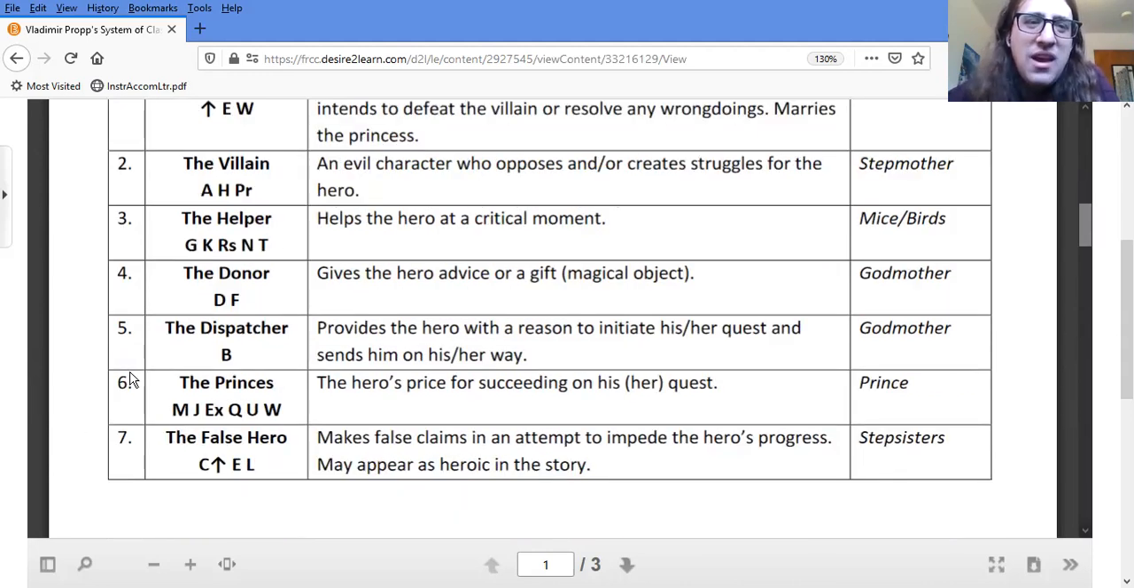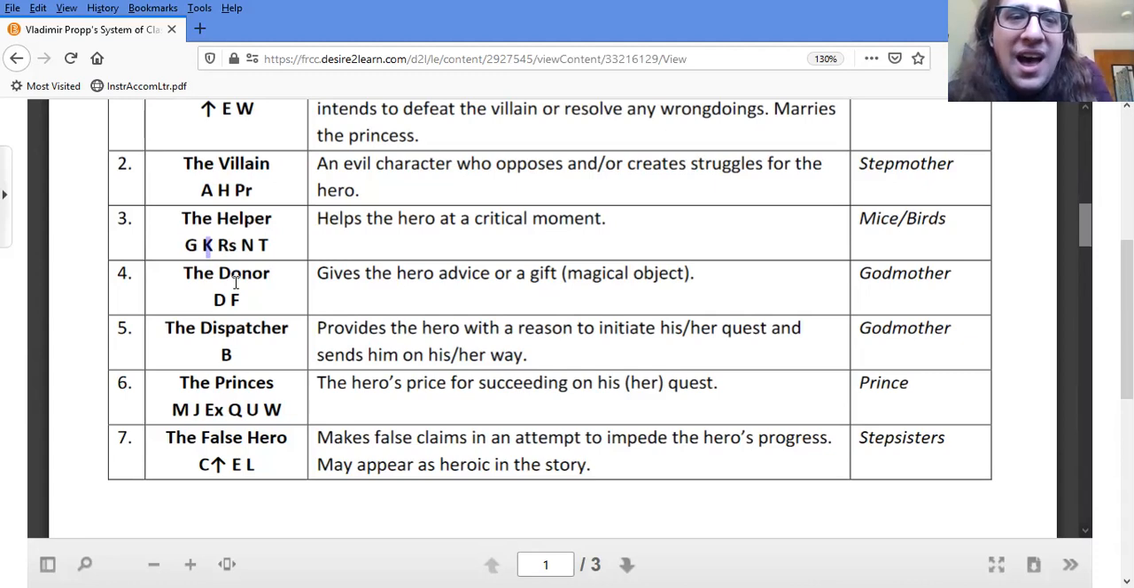Some other types of characters we see. There are a lot of helpers and donors, and these are pretty similar. The helper is anyone who helps the hero at a critical moment along the way. Some of the ways they can do this is they can transform the hero, they can transport the hero, they can rescue the hero from being attacked by the villain. They can do a lot of different things like that. They are just generally helpful figures. Donors help in a very specific way. They give the hero a magical gift, or they give the hero advice. Basically, they give the hero some sort of tool, and then they don't appear in the story as much after that in the way that helpers would.